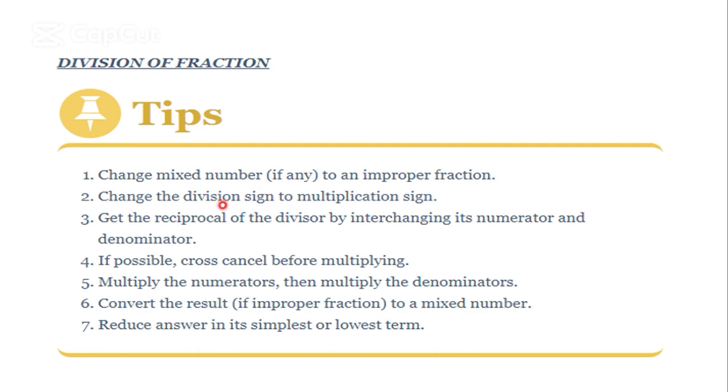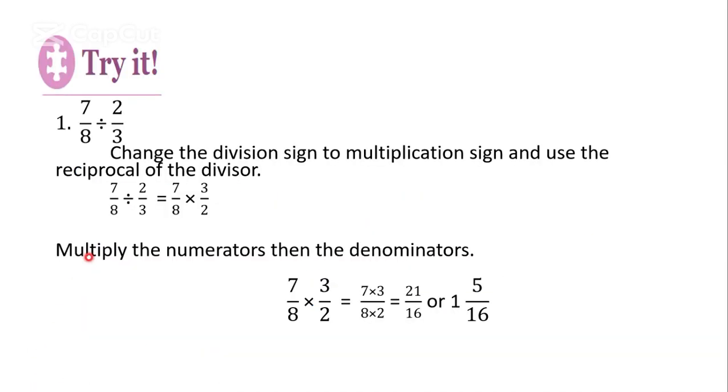Then the fourth step is, since you are now multiplying, because you already changed the division sign to multiplication and got its reciprocal, follow the steps in multiplication. Cross cancel before multiplying, then multiply the numerators, then multiply the denominators. Of course, convert your result if it is an improper fraction to a mixed number. And if it is a proper fraction, reduce it to lowest terms or simplest form. Okay? So let's use the tips on solving the following problems.